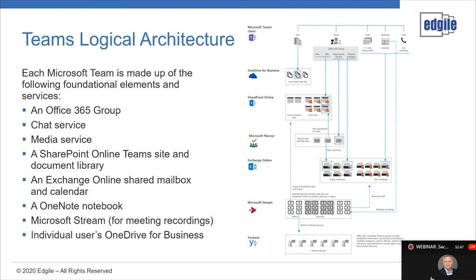So within every team is a number of other objects on the Microsoft Graph, a number of services available that are all tied together through that Teams interface. So we have Office 365 groups and chat services and media services. We have SharePoint Online and Exchange Online, OneNote notebooks, Microsoft Stream, like the recording we're doing today, and even the individual user's OneDrive for Business. So a lot of that information can be kind of sensitive.